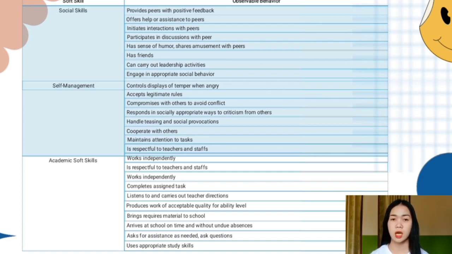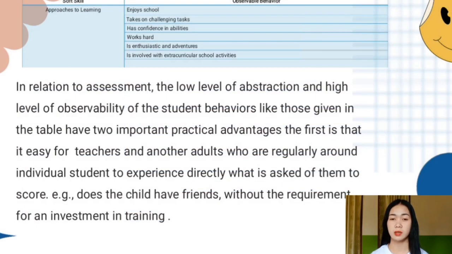Is involved with extracurricular school activities. And in relation to assessment, the low level of abstraction and high level of observability of student behaviors like those given in the table have two important practical advantages. The first is that it is easy for teachers and other adults who are regularly around individual students to experience directly what is asked of them to score. Does the child have friends? without the requirement for an investment in training.